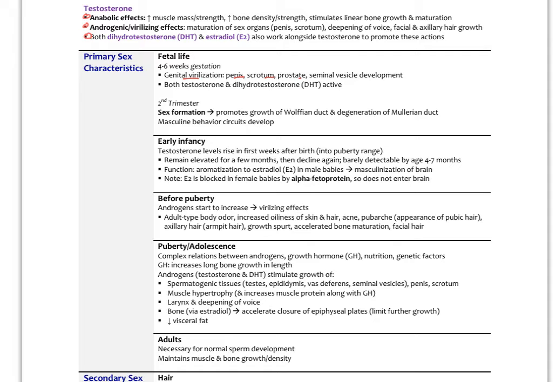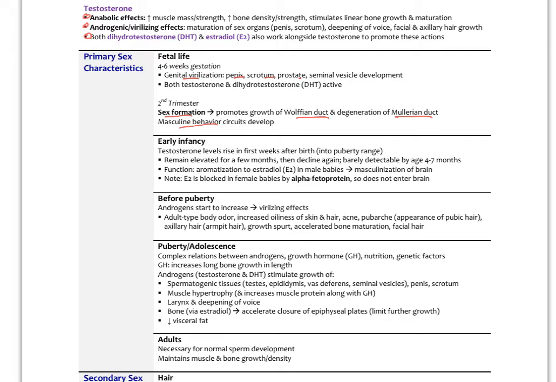In the second trimester, this is really where sex formation occurs, and that promotes the development of what's called the Wolffian duct, which is the precursor to the male reproductive system, and degeneration of the Mullerian duct, which is the precursor for the female reproductive system. So that's all going to begin in the second trimester. This is also where, in the brain, what we call masculine behavior circuits begin to develop. And usually that's under the influence of, or stimulated by, estradiol levels as they elevate via aromatization of testosterone in the brain. That's what stimulates those neural circuits to be laid down.